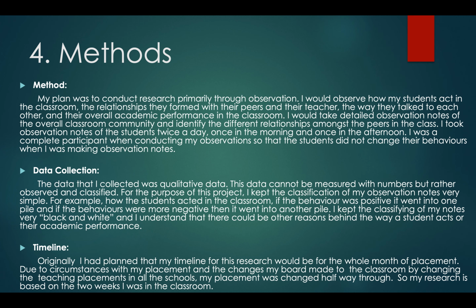So if I move on to my data, the data I collected was qualitative data. This data cannot be measured with numbers, but rather observed and classified. For the purpose of this project, I kept the classification of my observation notes very simple. For example, how the students acted in the classroom: if the behavior was more positive, it went in one pile, and if the behaviors were more negative, it went into another pile. I kept the classifying of my notes very simple, what we would refer to as black and white, and I understand that there can be other reasons behind the way a student acts in their academic performance, but for the sake of my study, I tried to keep my interpretation of the data very simple.